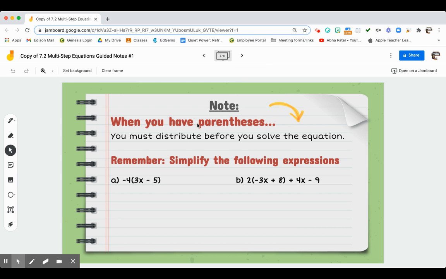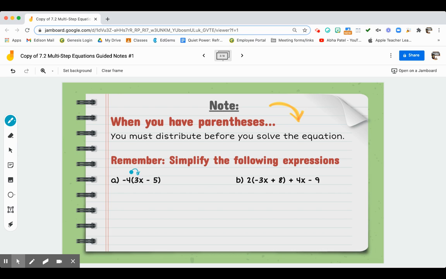So let's go back and look at some of the things that we did in the past. When you have parentheses, you must distribute before you solve the equation. So let's do a little reminder on distribution. Distribution occurs when you have a number or a variable outside of parentheses with more than one expression, and you can't combine the like terms inside the parentheses, which is why you distribute.